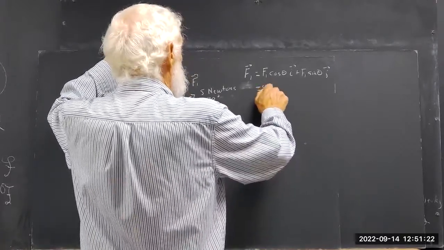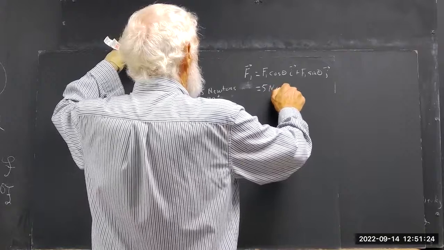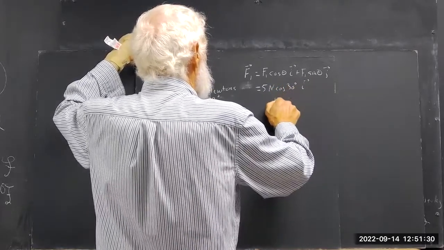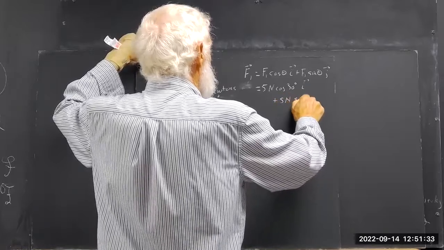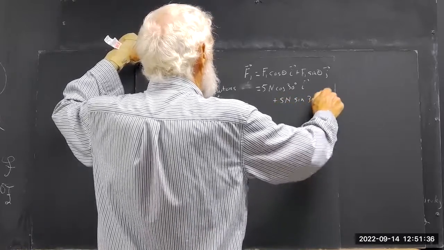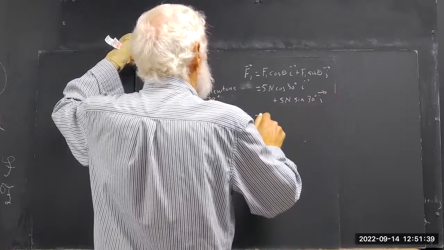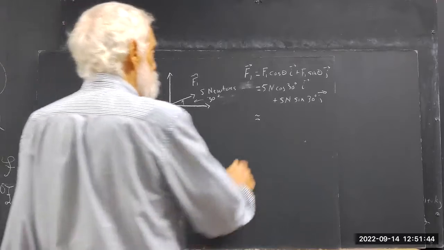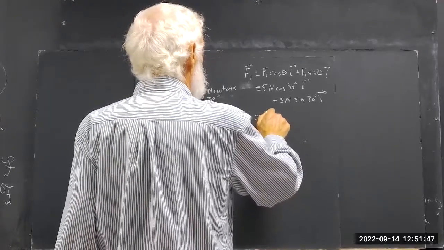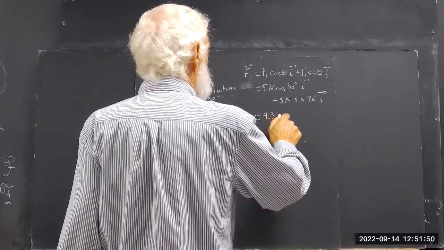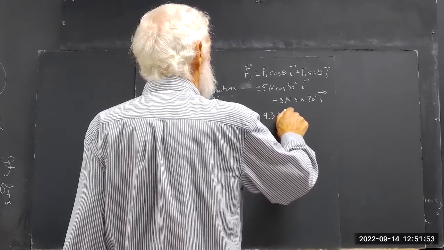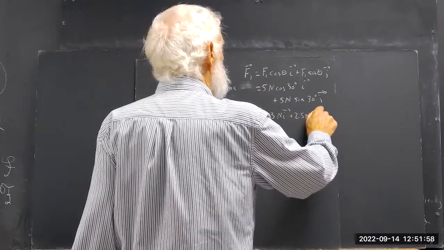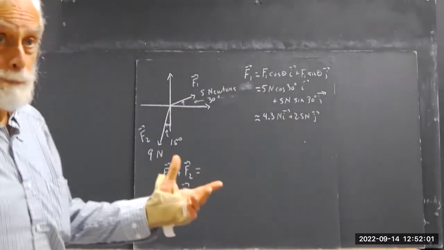Well, that's pretty easy. You do 5 newtons times the cosine of 30 degrees i plus 5 newtons times the sine of 30 degrees times j. That's approximately, let's say, 0.87 times 5 is 4.35. We say about 4.3, might be 4.2. 4.3 newtons times i plus 2.5 newtons times j.